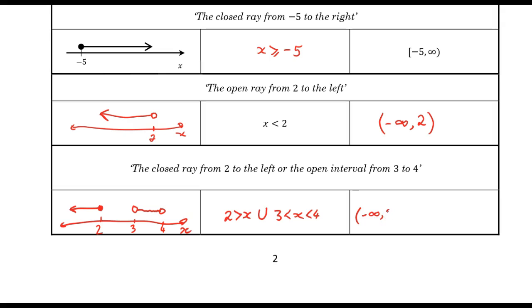Up to 2 and including 2, so a square bracket. Put my union symbol again, and then I have not including 3, so a round bracket, 3 to 4, and a round bracket again. Okay, that's representing intervals and rays using a variety of methods.